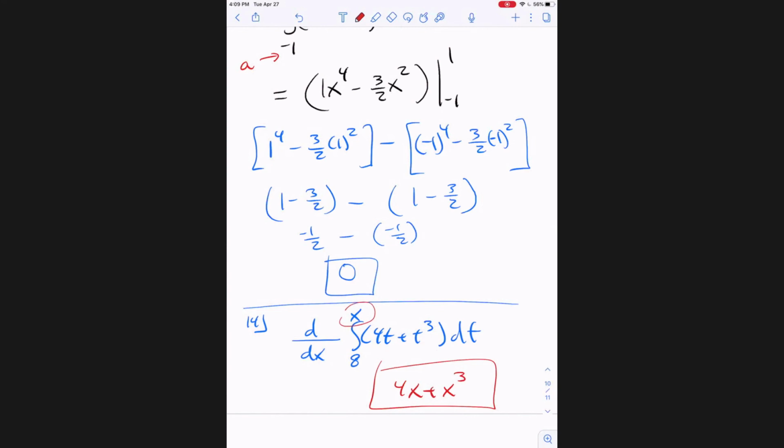Professor, for number 14, why do you do x and not t? Because it's 4t. Yeah, but we plug in x. That's the fundamental theorem of calculus. Part 1 says just take x and you substitute it in. Oh, okay, thank you.